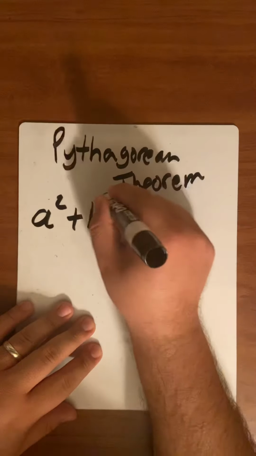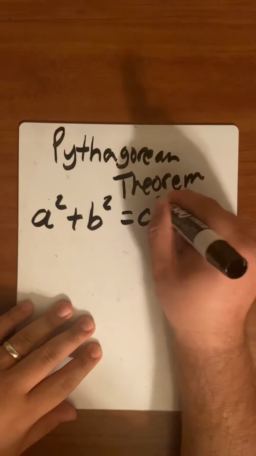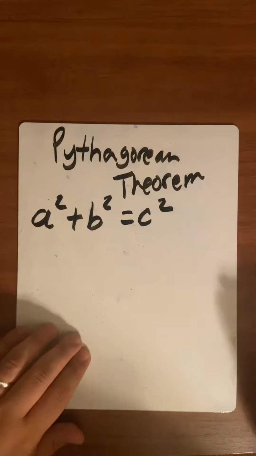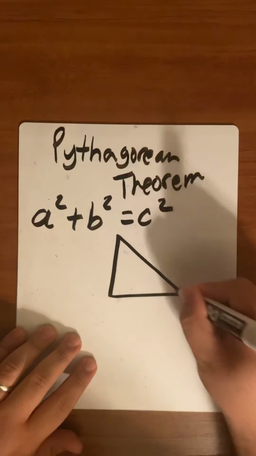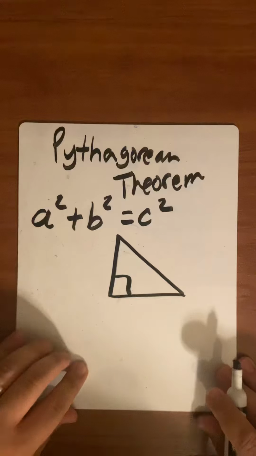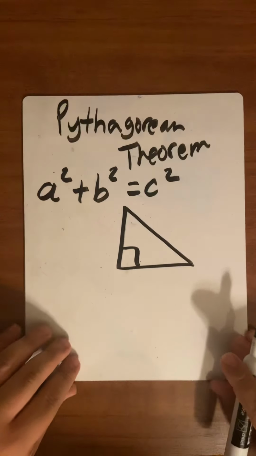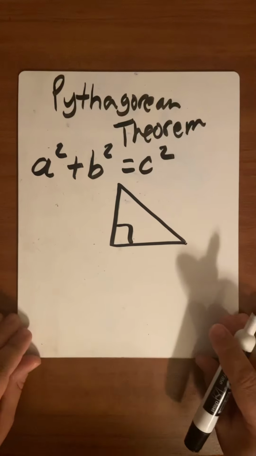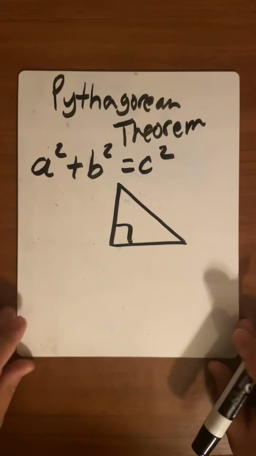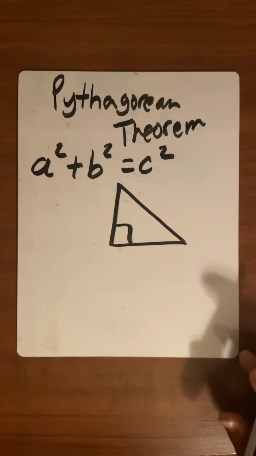The Pythagorean theorem is a squared plus b squared equals c squared, and we are dealing with right triangles. Before we get into this, I need to show you a couple of steps that you're going to need on the worksheet that I've provided on Google Classroom.